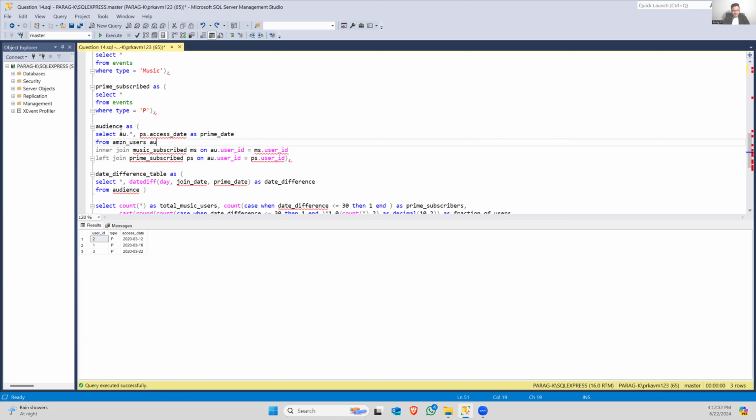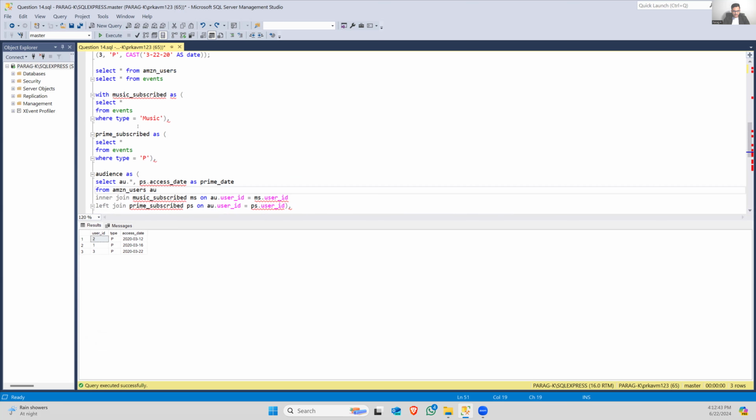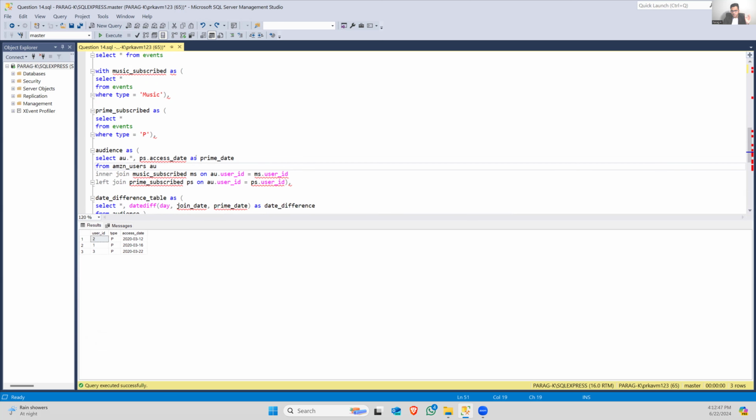So what I've done in here is I'm doing two types of joins. I'm performing an inner join and a left join. You remember AU, which is basically Amazon users. I'm going to join the users table and perform an inner join using the music subscribe table.